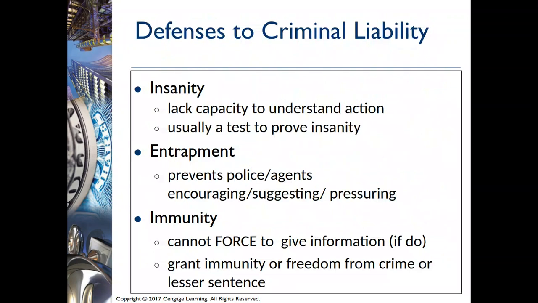Another defense would be insanity. You lack the capacity to understand what you were doing at the time. And usually there's a test to prove whether you were insane at the time the act occurred. Entrapment prevents police agents from encouraging, suggesting, and pressuring you to admit to a crime. Immunity: you cannot force someone to give you information. If they do, that person can be granted immunity, or freedom from the crime, or maybe granted a lesser sentence for the crime.